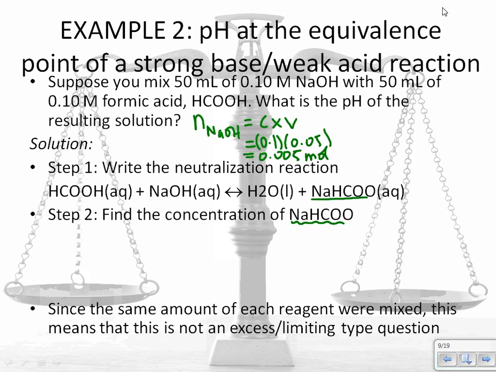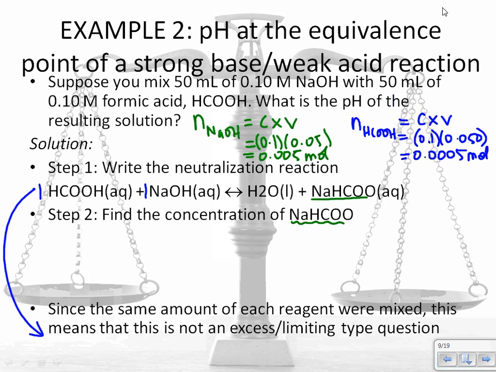How much of my acid do I have? And again, it's my acid, not my ions, just the actual acid. Same thing, C times V. And concentration is 0.1. My volume is 50 mL, which again translates into 0.005 moles. So now when I take a look at those two numbers, and I take a look at my balanced equation, my balanced equation has a 1-to-1 ratio here. So I can make this assumption down here. The same amount of each reagent is going to be mixed, and we don't have an excess or a limiting reagent type question. Okay, so that's going to be important because you will come across some of those later on. So that's how I got my last point there.